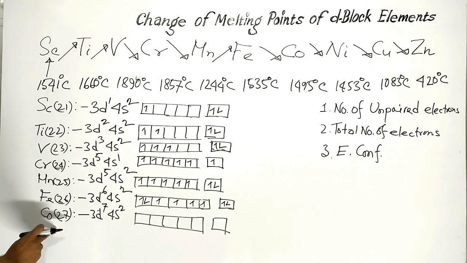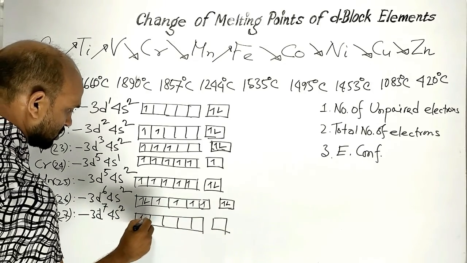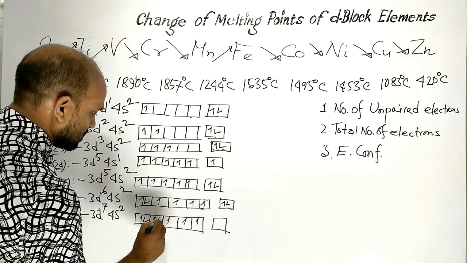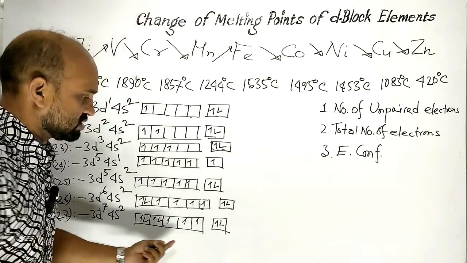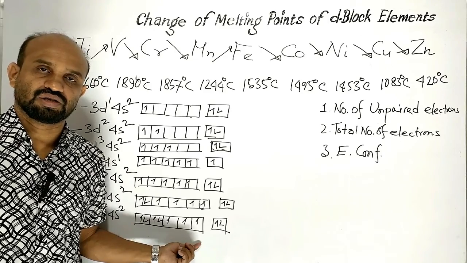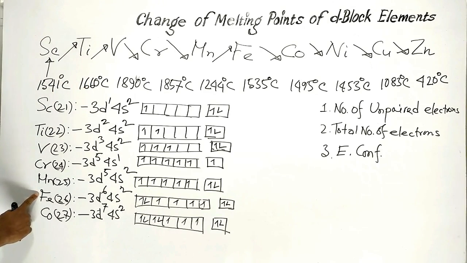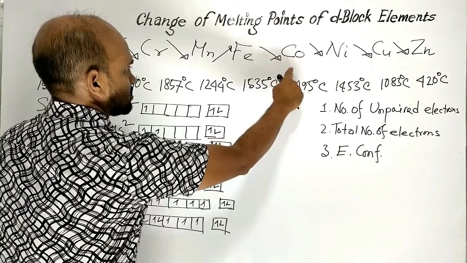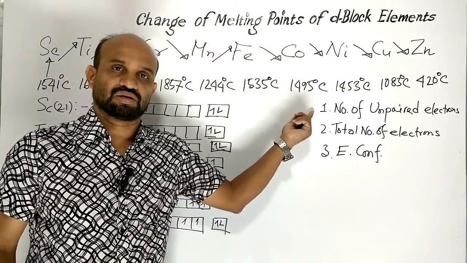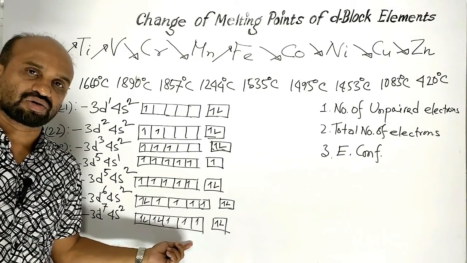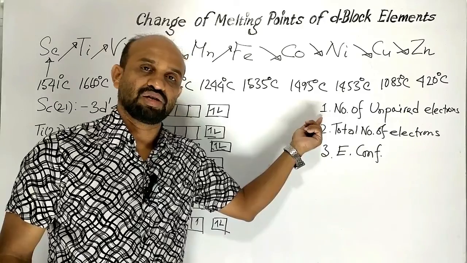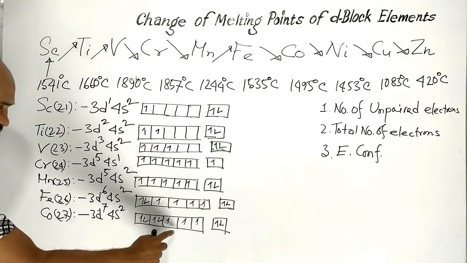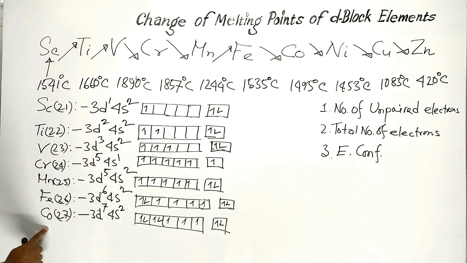Now let's see about cobalt. The d orbitals contain 7 electrons, 1 2 3 4 5 6 7. Here 2 electrons. In this case, the number of unpaired electrons decreases from iron. That is why the melting point decreases for cobalt from iron. Iron's melting point is 1535 degrees Celsius, but cobalt's melting point is 1495 degrees Celsius, because here the number of unpaired electrons decreases. That gets priority in determining the melting point. So because of the smaller number of unpaired electrons for cobalt, the melting point decreases from iron.